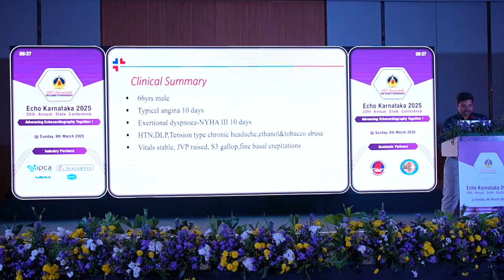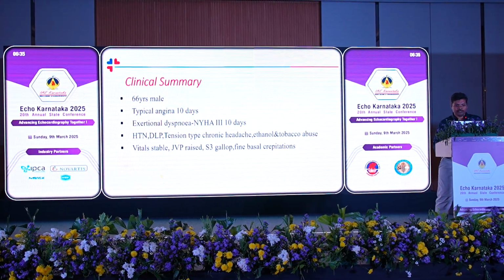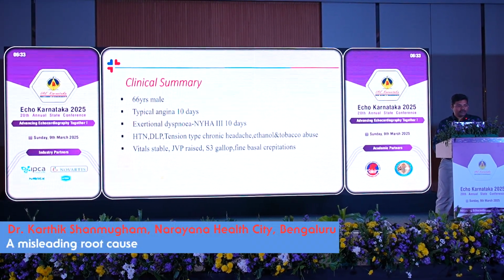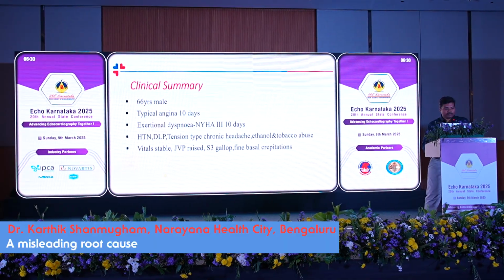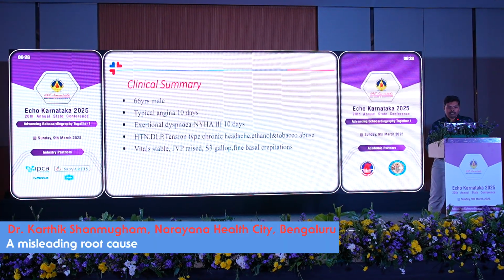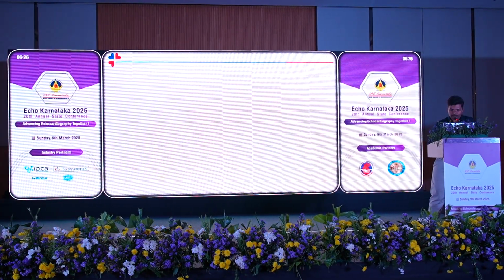Hypertensive, dyslipidemic with chronic tension type headache. He had a history of ethanol and tobacco abuse. On examination, his vitals were stable, with signs of heart failure. JVP was raised and S3 gallop with fine basal crepitations.